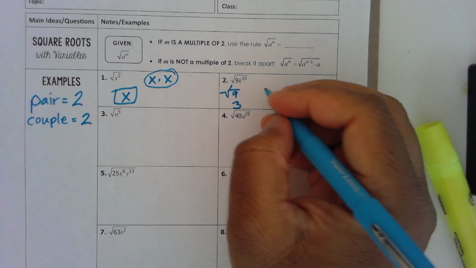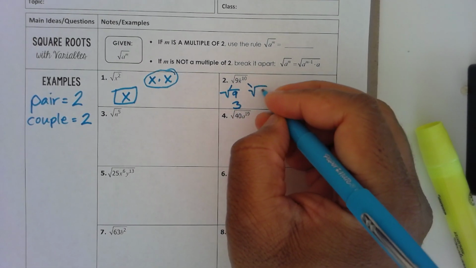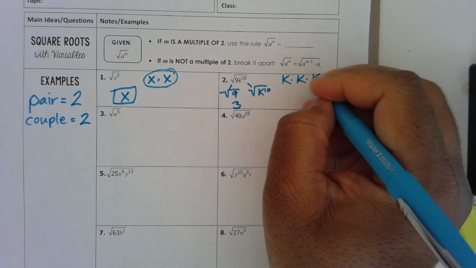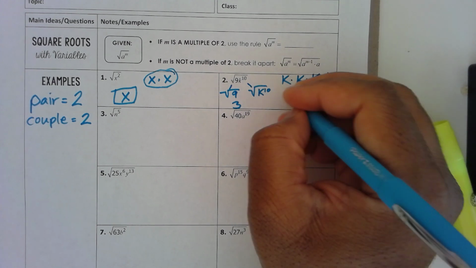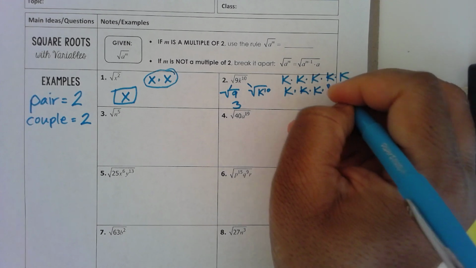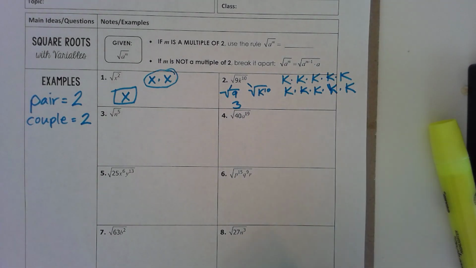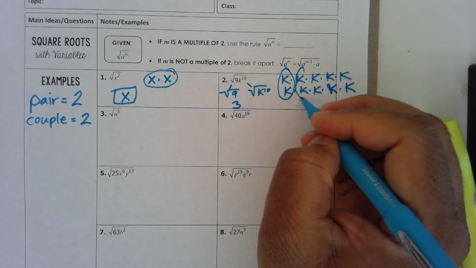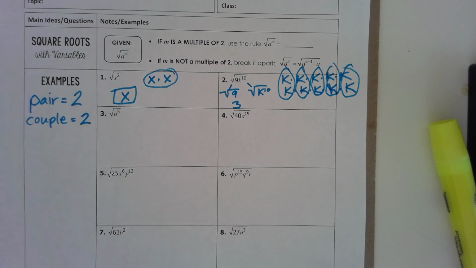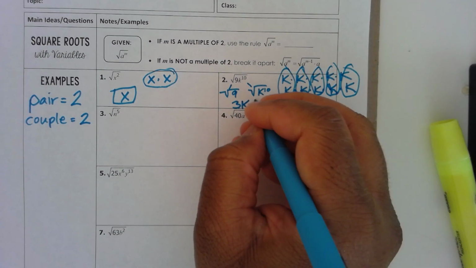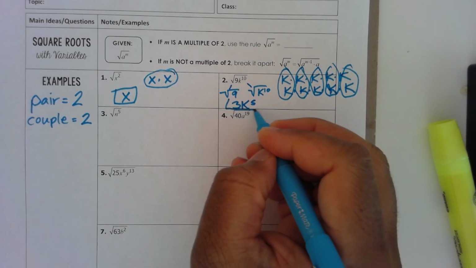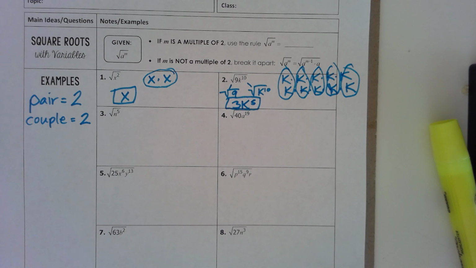Now, what about that k to the 10th, though, if we're going to break that down? We could write these out, and we'll have quite a few k's here, as you can imagine, 10 of them to be precise. And I'm really just looking for my pairs, or my couples here. And then you'll notice I have 1, 2, 3, 4, and I have 5. And so I would have k to the 5th power. Okay, and so my final answer is just 3k to the 5th power.